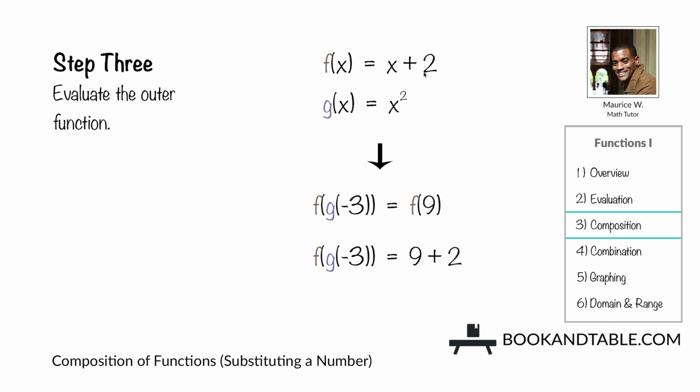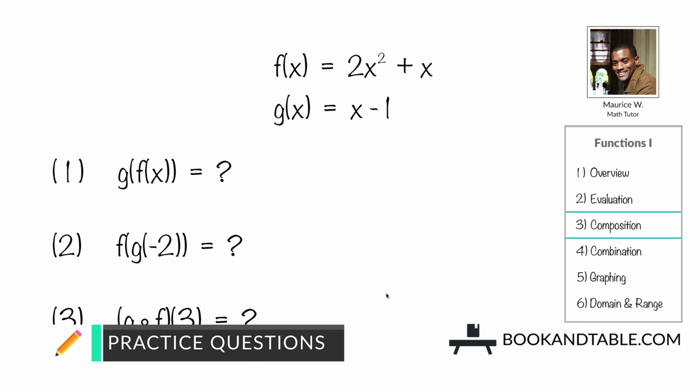So we have the f function here, x plus 2. So if we substitute 9 for x, we get 9 plus 2, which is equal to 11. So we see f of g of negative 3 is equal to 11. So that is how you would go about evaluating the composition of functions, whether you are substituting an expression or a number. Let's now have you try a few practice questions.